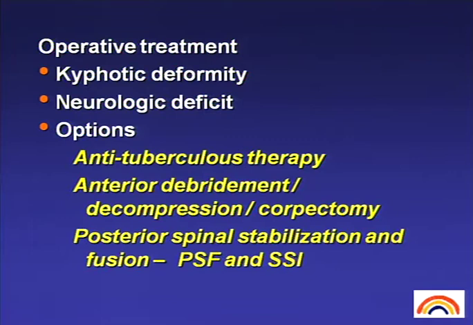Now, operative treatment for tuberculosis, typically if there's a deformity, if there are neurological deficits, if there is a fulminant infection in which there's a considerable amount of bone destruction, these are potential indications for operative management. And if we select operative treatment, we're still going to continue with the anti-tuberculous therapy.